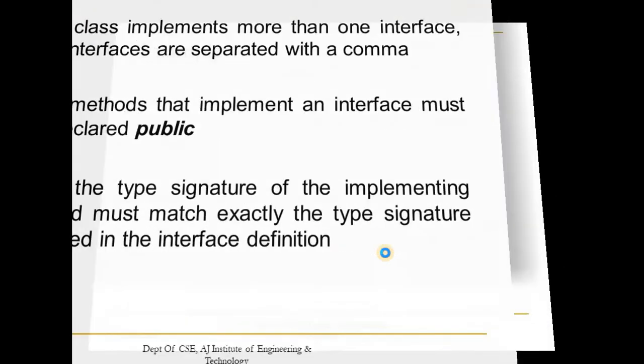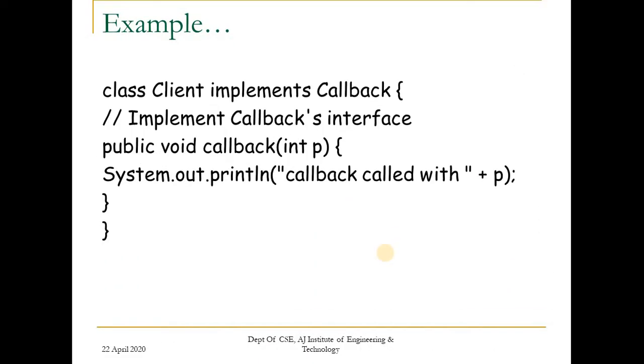Example, look at this example here. We had seen that callback interface definition, right? In the previous slides we have seen defining that callback interface. Now that interface had just one method. It provided the declaration of just one method, that is the callback method, which does not return any type. It takes just one integer parameter, int p.